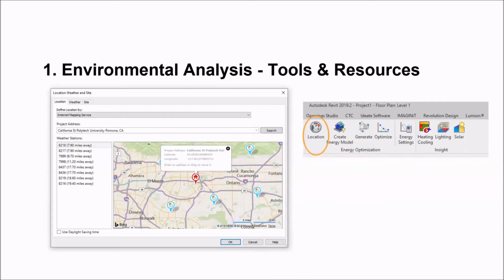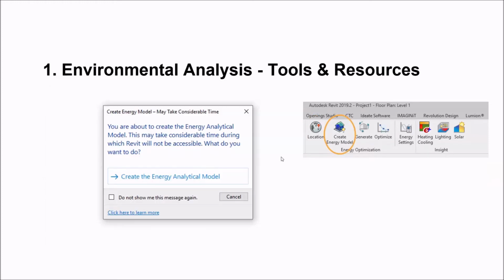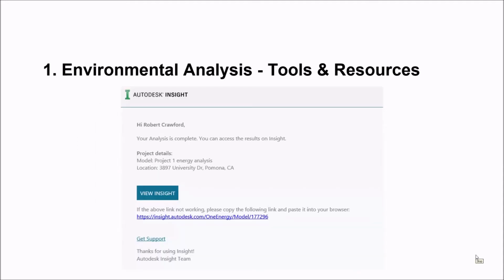Now that our conceptual mass is created, we will go back to the Analyze tab and click on Location, and then just type in the address of your project site and click OK to set it. Next up, you will click Create Energy Model, and you will be warned this can take a little while to process. So now might be a good time to pause and grab a snack. A little while later, you should receive an automated email similar to this, noting your insight is ready to be viewed.